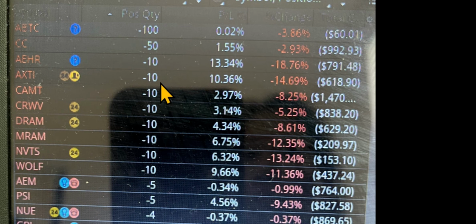ATXI, I shorted this, also just 10 shares. I made 10% profit, again, in a very short amount of time. And I went ahead and closed this position. So this is just an example of how you can take advantage of a down market as well as an up market and make money in both down markets and up markets.